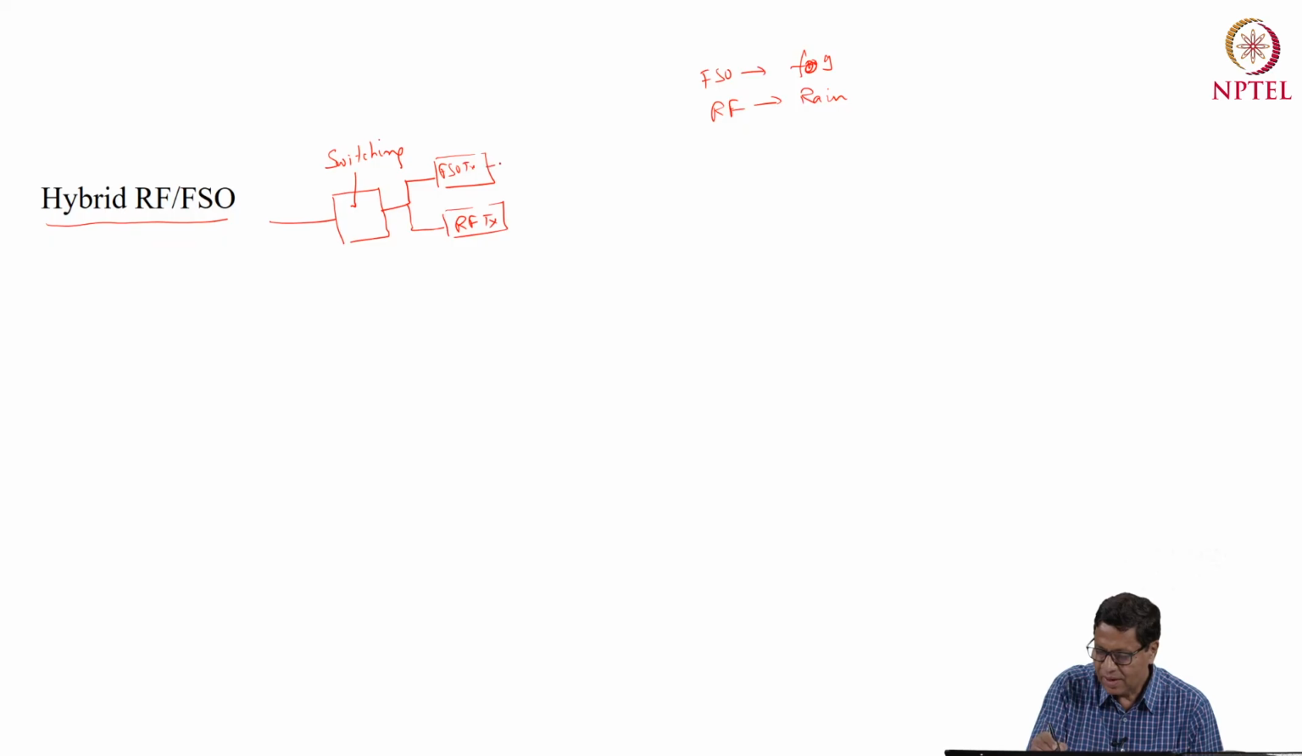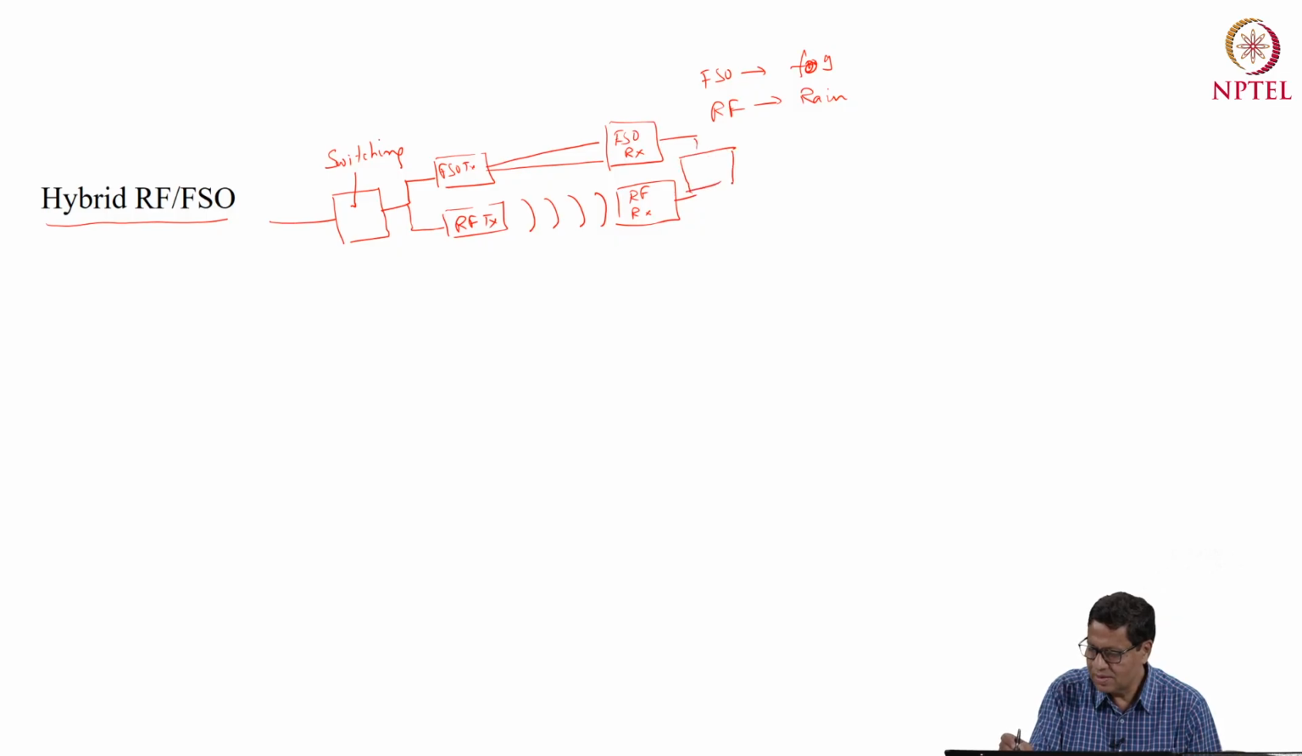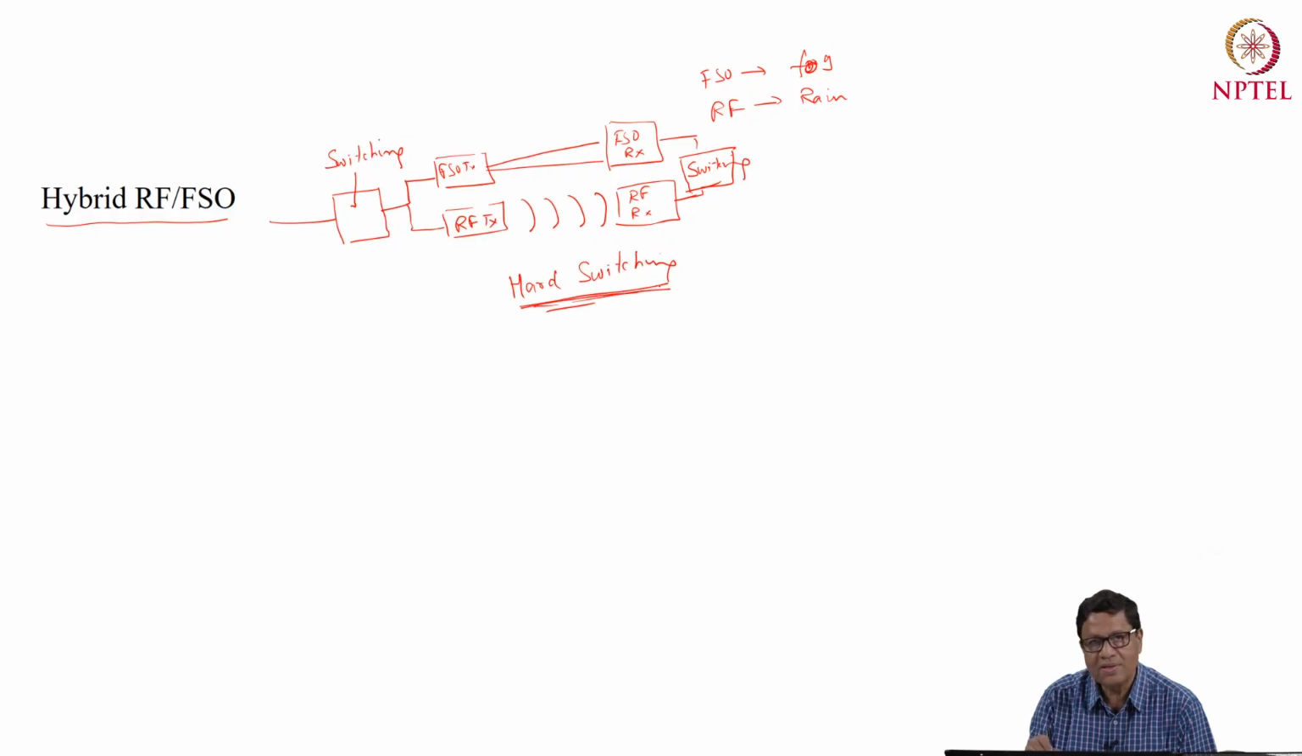So this is the FSO link, for example, and this is the RF link. And this side you will have the FSO receiver and the RF receiver. And then you have another switch here. There are two options available. One is hard switching, which means you are getting the signal either from the RF part or from the FSO part, depending upon the situation. So this is called hard switching. Either the FSO link is working or the RF link.